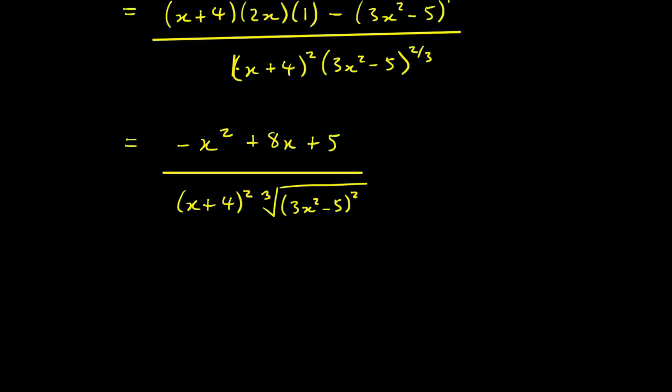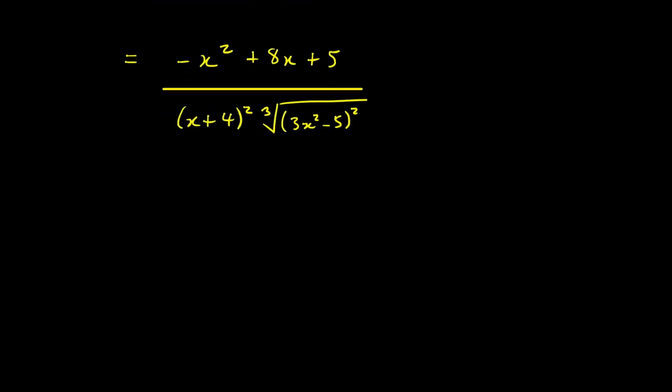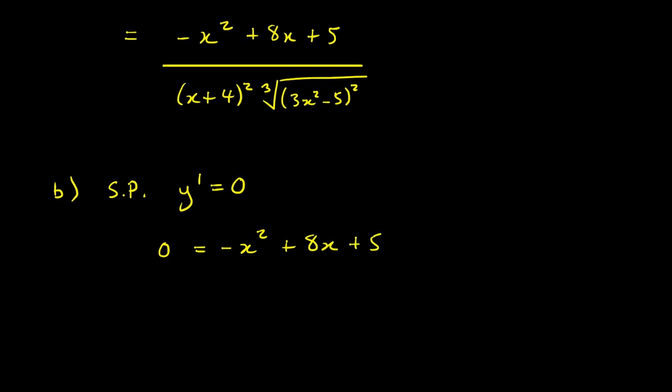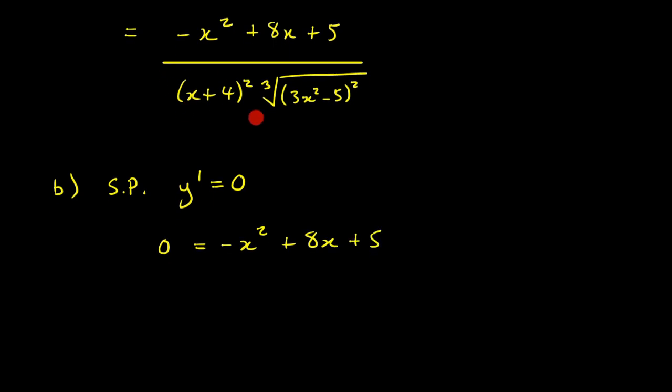Hence, find the x coordinates of the stationary points of the curve, giving your answer in the simplest terms. Okay, well, when do we get a stationary point? Right, so part B, a stationary point is when dy/dx is equal to 0, because it's where the gradient is 0. So I'm going to set 0 equal to -x squared plus 8x plus 5. I can ignore the denominator, because if I set the whole thing equal to 0 and I multiply through by this side, it'll get multiplied by 0 and just disappear.